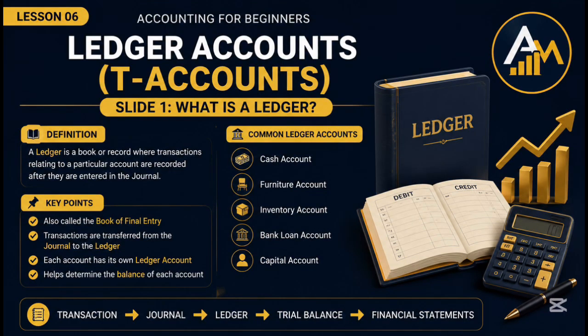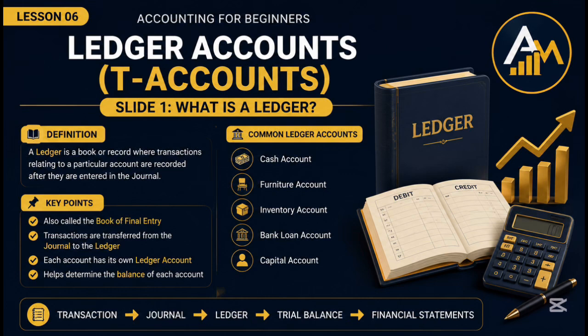A ledger is a book or record where all transactions relating to a particular account are recorded after they are entered in the journal. In simple words, the journal records transactions one by one, while the ledger groups transactions according to each account. Let's look at the key points. A ledger is called the book of final entry because transactions are classified into individual accounts after they are first recorded in the journal. Each account has its own ledger account. For example, cash has its own ledger, furniture has its own ledger, and capital has its own ledger. This makes it easy to know the balance of each account.